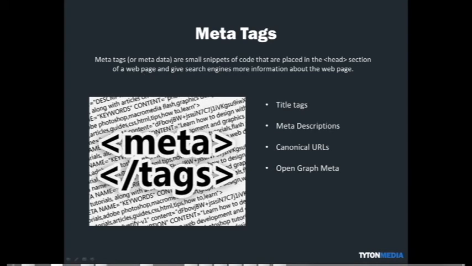So, meta tags. Meta tags are little snippets of code that you put in the head section of the HTML of your web page, and they pretty much tell Google what your site's about. And it consists of these four main tags that you should be including on all your pages in order to increase your rankings. So first is the title tag.